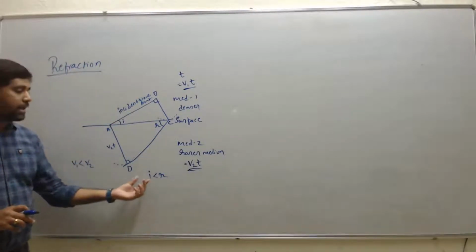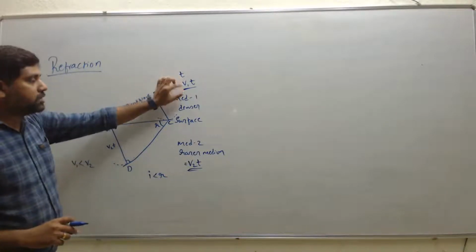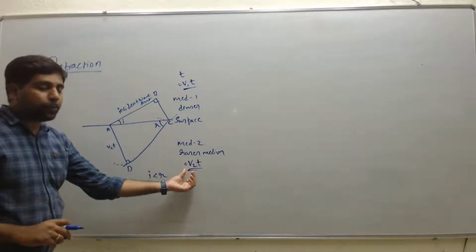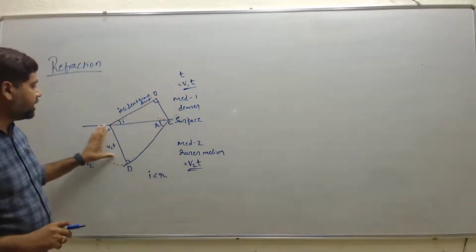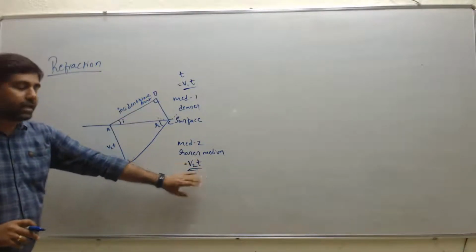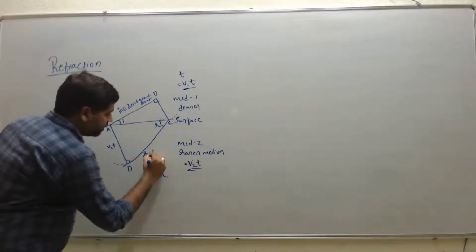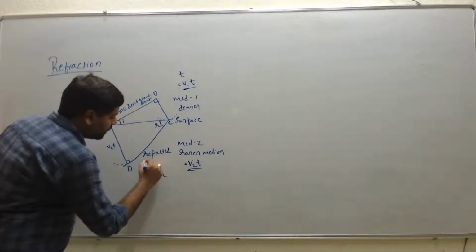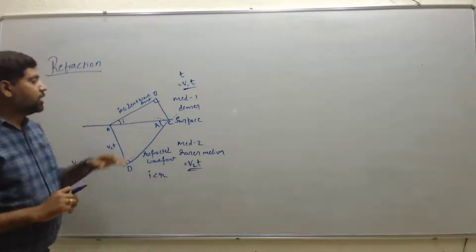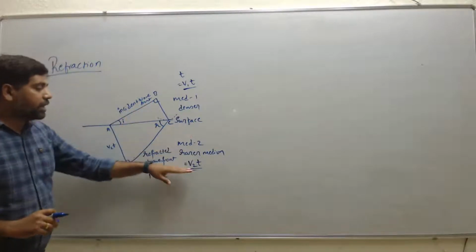If we observe this diagram, the angle of incidence is less than the angle of refraction, i is less than r, because the speed of the wavefront in the denser medium, v1, is less than that in the rarer medium. Hence it covers a smaller distance, while in the rarer medium it travels the larger distance in the same time t. So CD gives the refracted wavefront. This is the refraction that takes place when the wavefront travels from the denser medium to the rarer medium.